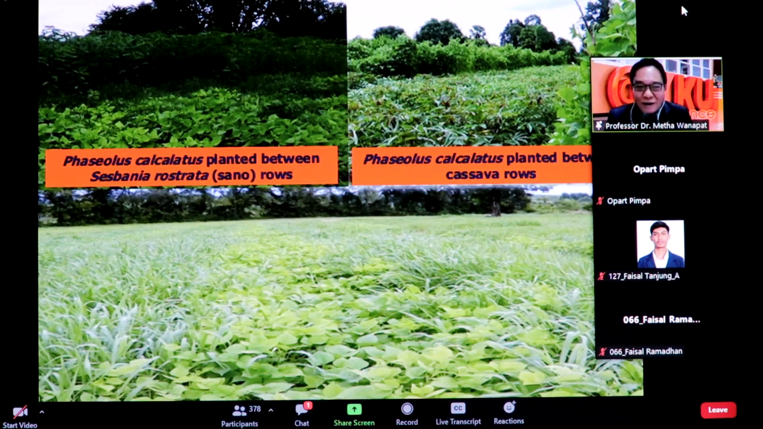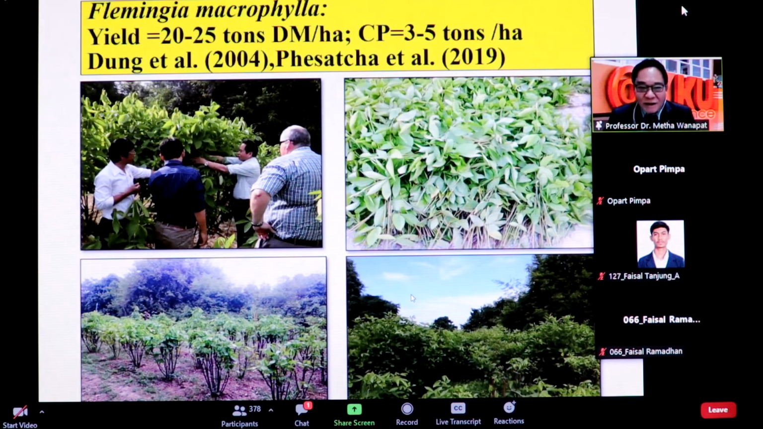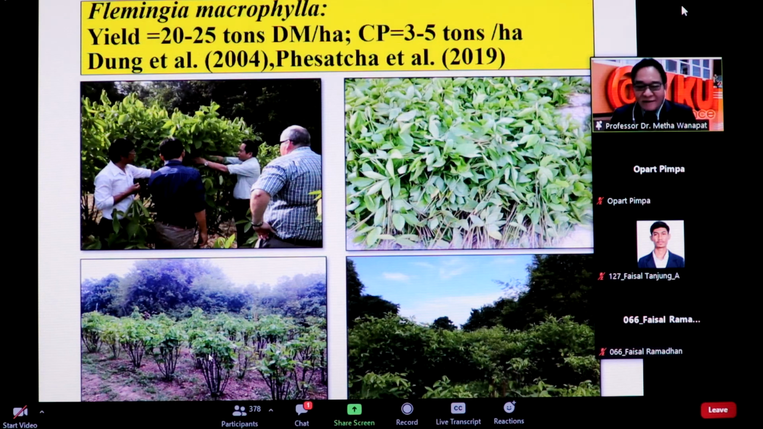should deserve more attention. Okay, here is a Firmingia. Firmingia can be harvested like this. After 4 months you can cut, and then the regrowth can be harvested and sun dried or made into silage like that. It's rich in protein and phytonutrient. Okay, there's our friend, a professor from the University of Sydney, who came to visit us.